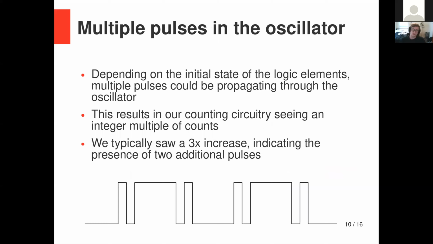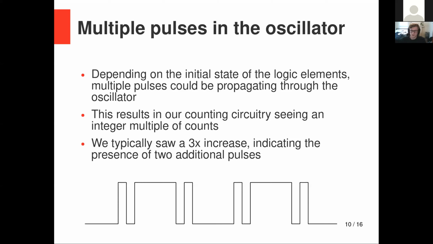But for the multiple pulses in the oscillator, basically, for ring oscillators of a certain size and larger, they can create higher harmonics. There can be multiple changes in logic propagating around the ring at the same time. What we most typically saw was a 3 times increase, indicating the presence of 2 additional pulses. And basically, it can only support odd numbers of pulses. So when we were looking at our counting circuitry, we just started to see some that were 3 times as fast as we thought they should be. Rather consistently 3 times as fast.